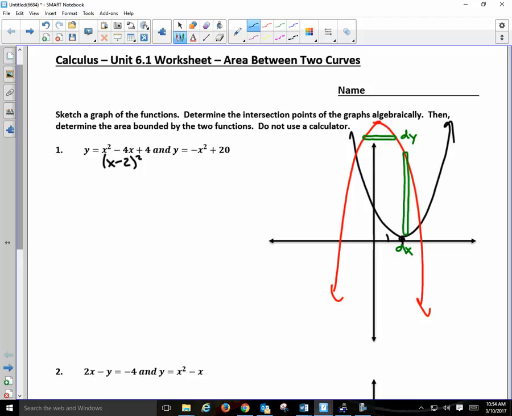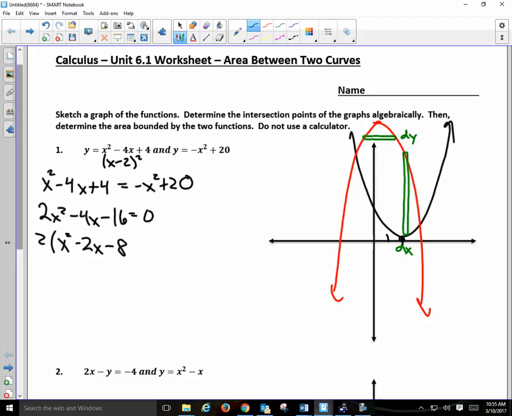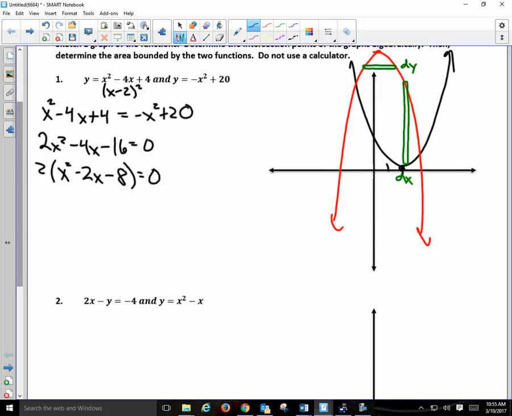Our intersection points will set the two functions equal to each other. x squared minus 4x plus 4 equals negative x squared plus 20. I'll add the x squared over to get a 2x squared. I will subtract the 20 over to get a negative 16. I'll factor out the 2. This factors to x minus 4 and x plus 2. So I have 4 and negative 2.